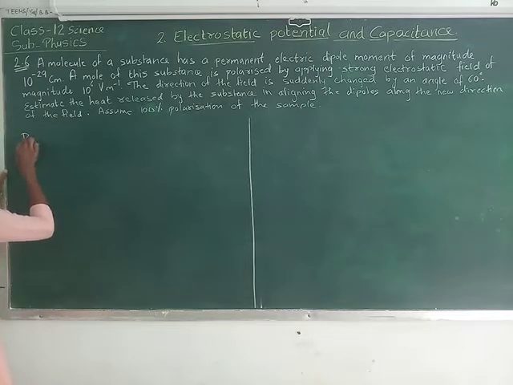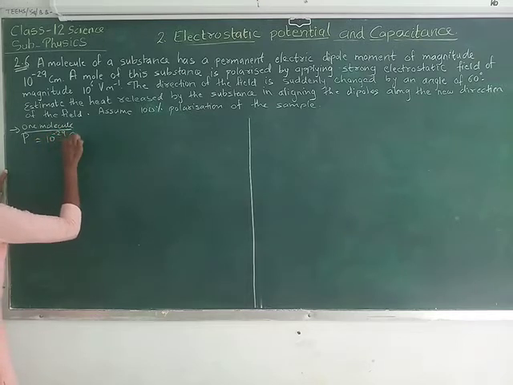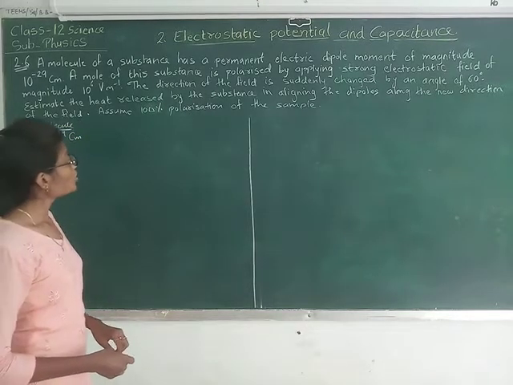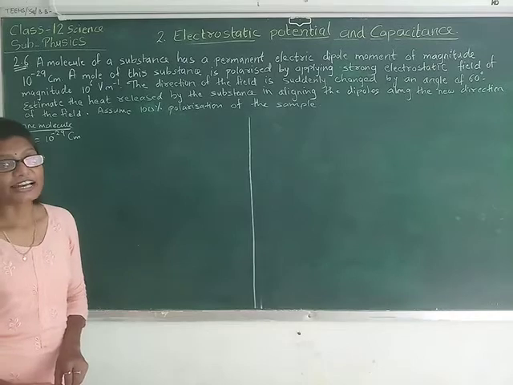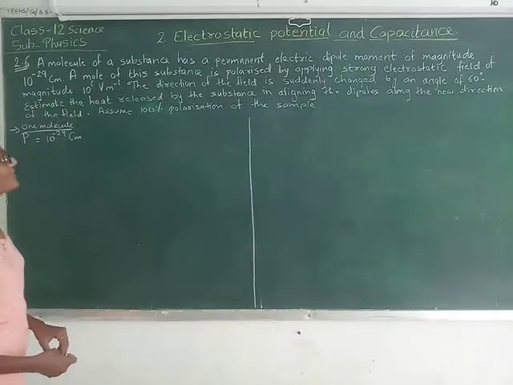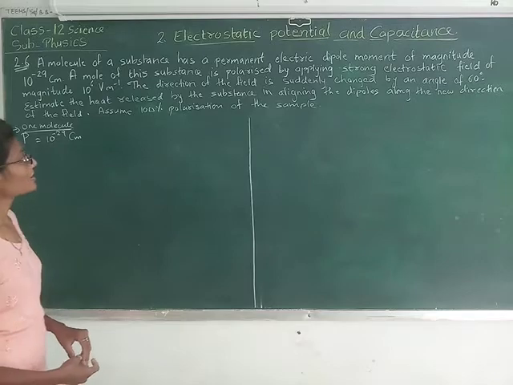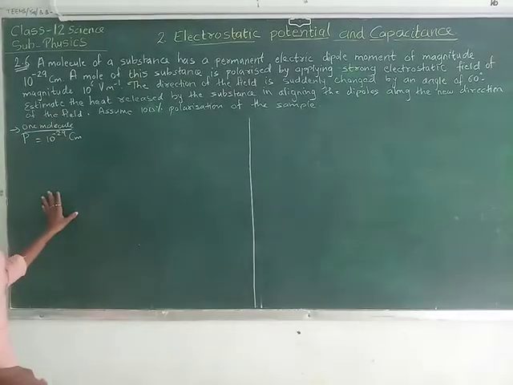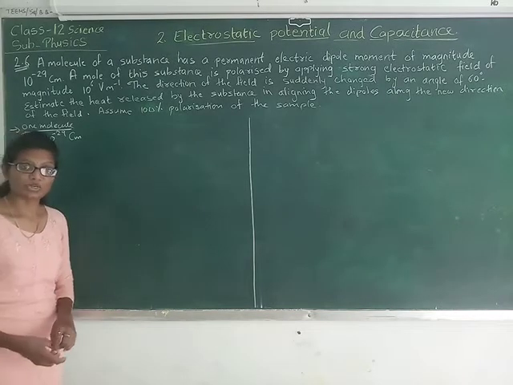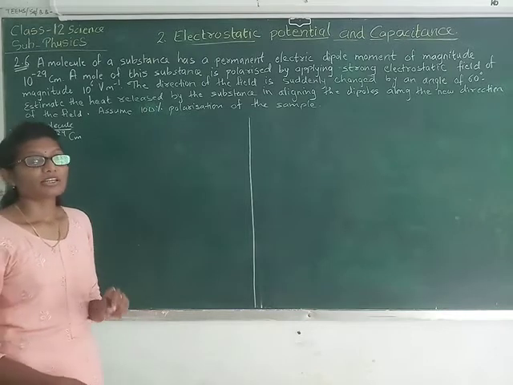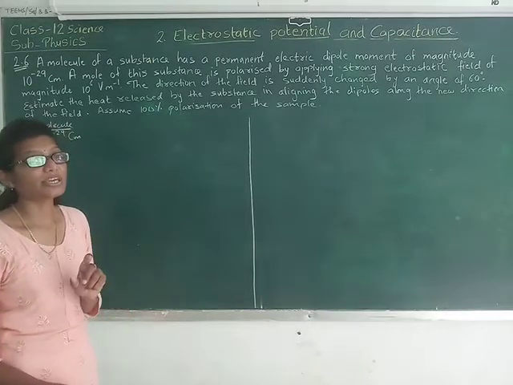Dipole moment for one molecule, that is 10⁻²⁹ coulomb meter. A mole of the substance is polarized by applying strong electrostatic field of the magnitude 10⁶ volt per meter. That means here we are considering a mole of the substance. Dipole moment for single molecule is 10⁻²⁹ coulomb meter. What we need to polarize? We need to polarize the one mole of the substance.